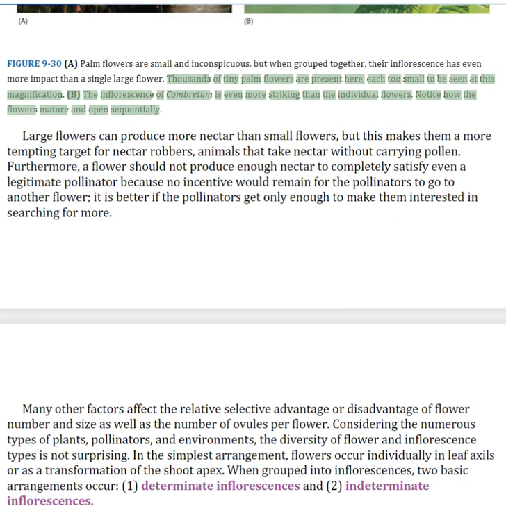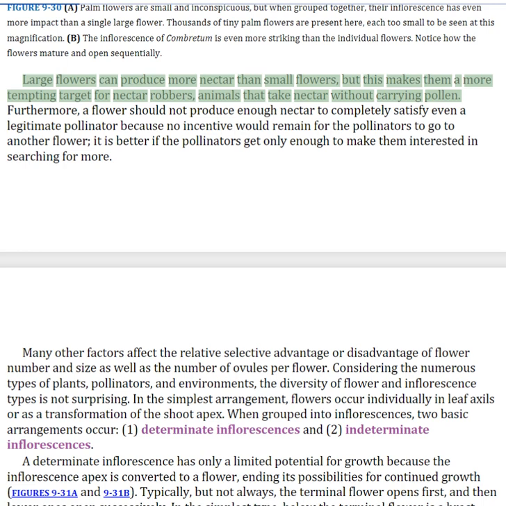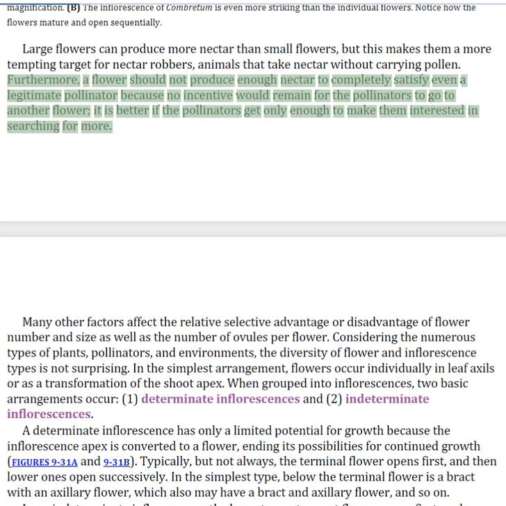Thousands of tiny palm flowers are present here, each too small to be seen at this magnification. The inflorescence of combretum is even more striking than the individual flowers. Notice how the flowers mature and open sequentially. Large flowers can produce more nectar than small flowers, but this makes them a more tempting target for nectar robbers, animals that take nectar without carrying pollen. Furthermore, a flower should not produce enough nectar to completely satisfy even a legitimate pollinator because no incentive would remain for the pollinators to go to another flower. It is better if the pollinators get only enough to make them interested in searching for more.